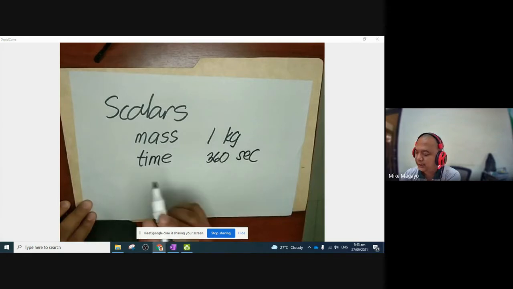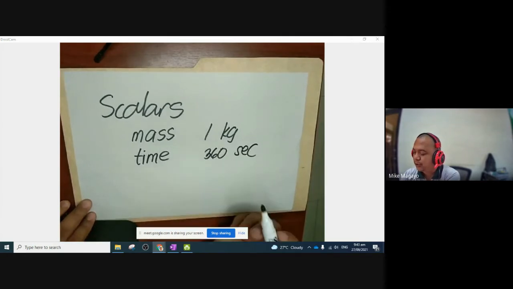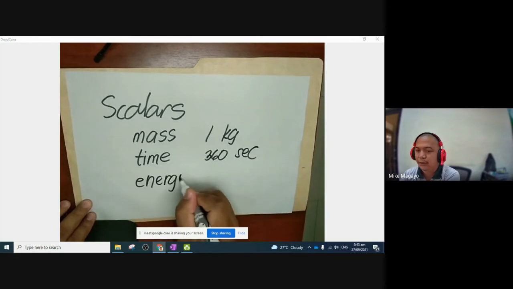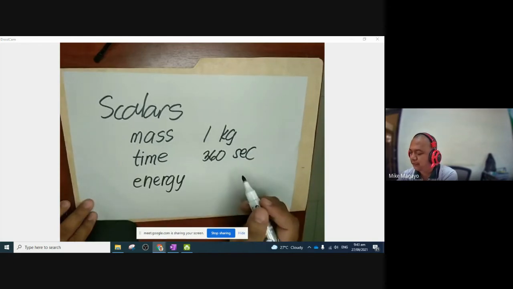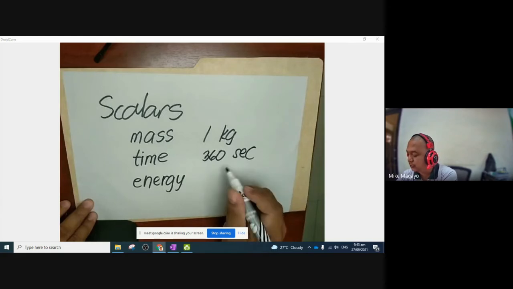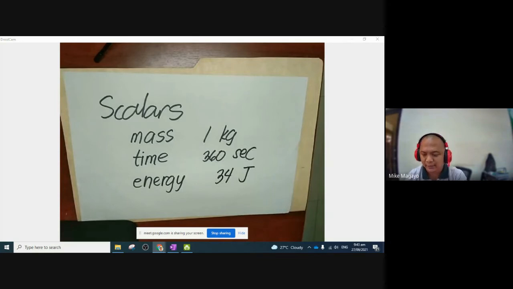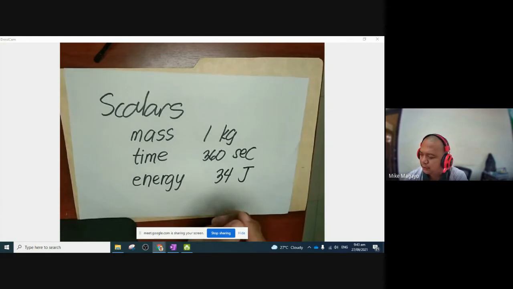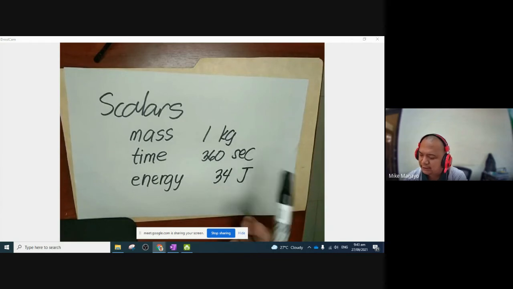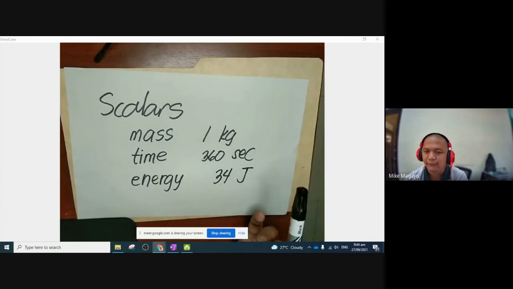Another is, let's say, energy. Example for energy, we could say 34 joules. These are examples of scalar quantities because they describe the property, the characteristics of an object, based on a single number, and then, of course, the unit of measurement. It makes sense already if you say, I have a mass and that's 1 kilogram, just a single number.